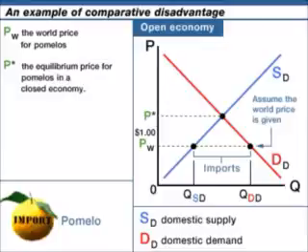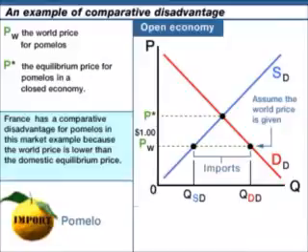Because the world price is below this price, the price that would occur in a closed economy, we say that France does not have a comparative advantage in the production of pomelos. That's why France imports them. Because if French farmers had to make pomelos themselves, their costs would very quickly rise above the world price. That is, the blue curve rises very quickly above PW.